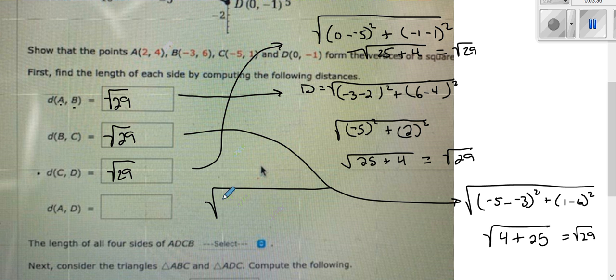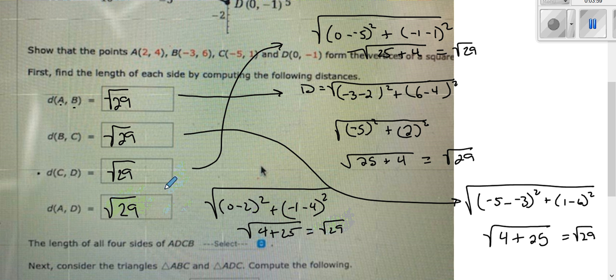0 minus 2. Negative 1 minus 4. 0 minus 2 is negative 2. Negative 2 squared is positive 4. Negative 1 minus 4 is negative 5. Negative 5 squared is a positive 25. And so we get the same thing, square root of 29. So to prove that it's a square, all 4 sides have to be the same. That's one part of it. The length of all 4 sides of ABCD is the square root of 29.